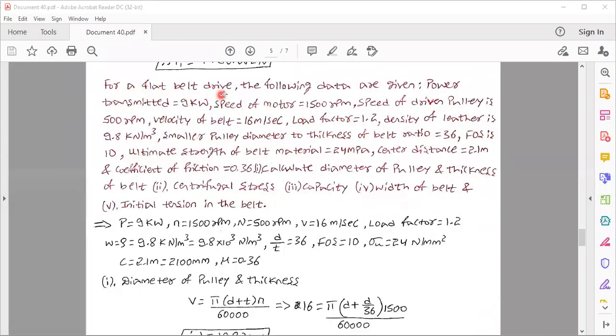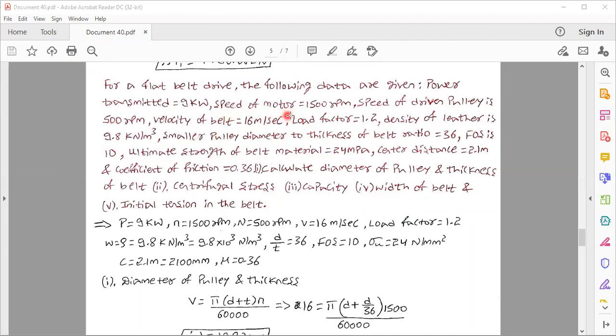For a flat belt drive, the following data are given. Power transmitted is 9 kilowatt. Speed of the motor is 1500 rpm. N is given as 1500 rpm. Speed of the driven pulley is 500.